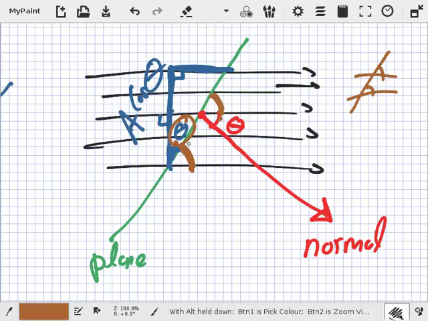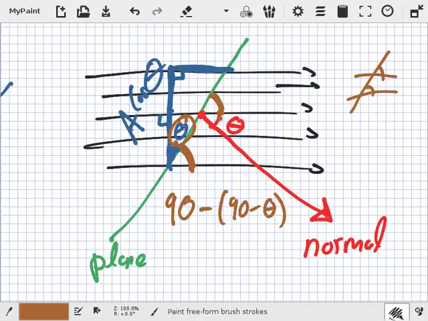Yeah? In my head what I did was 90 minus 90 minus theta is this one. If that's theta, this one is 90 minus theta, because the total is 90. And this one here is the same as this one. Is that okay? It's from geometry, you know.